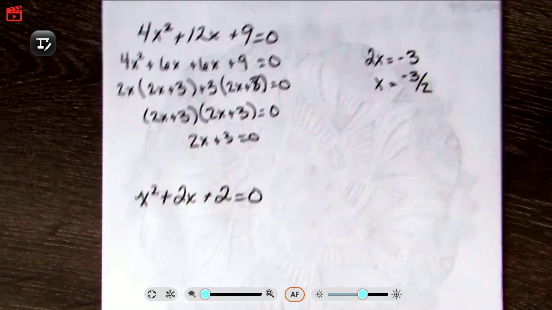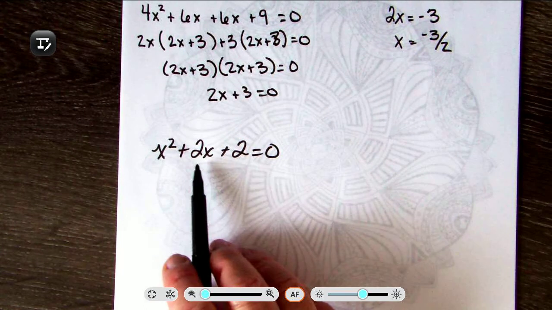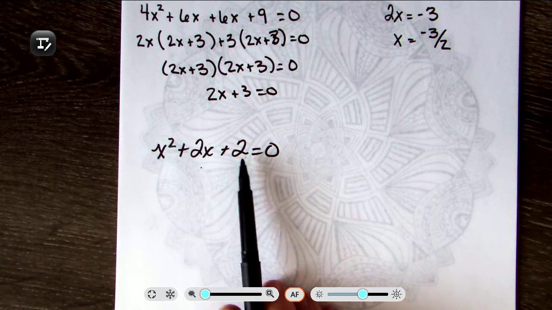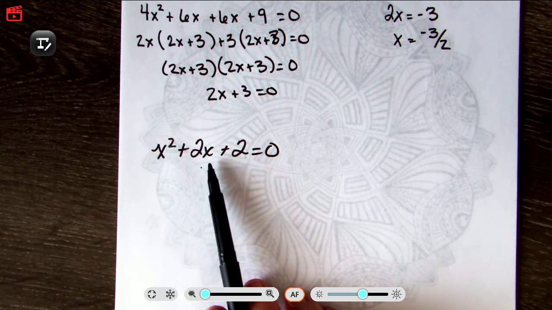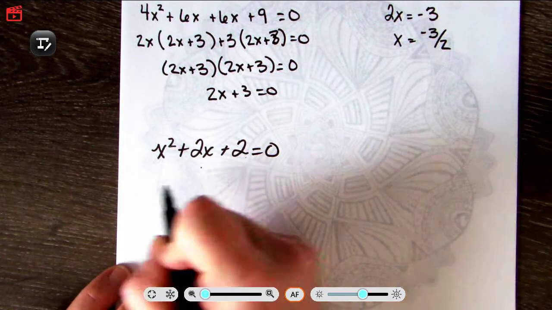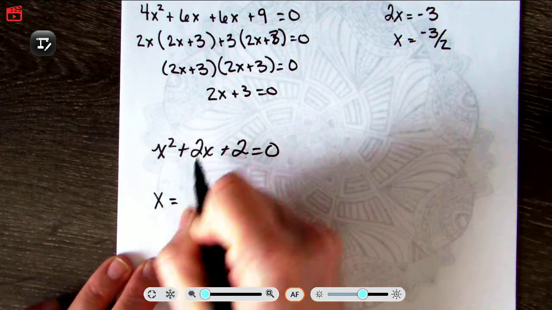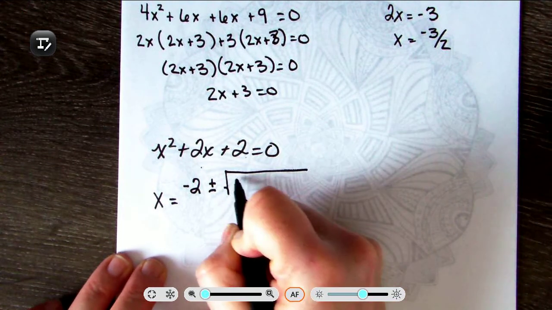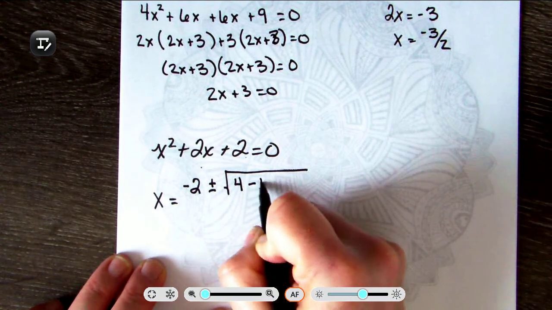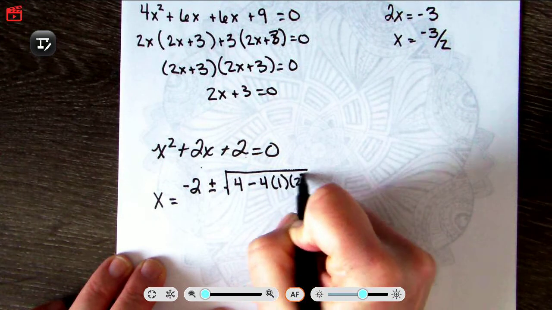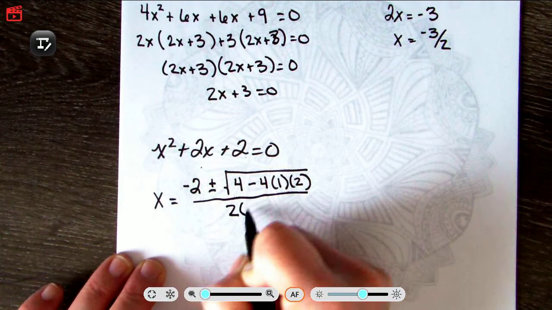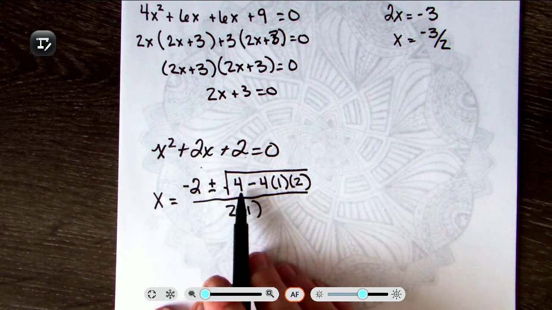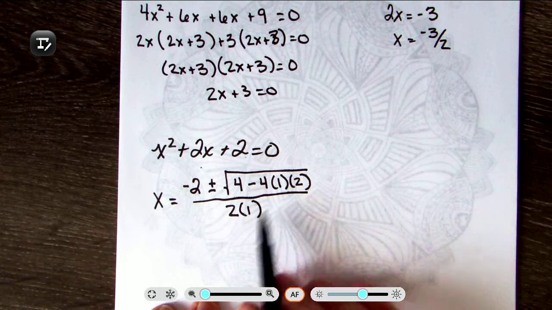All right, one last problem. X squared plus 2x plus 2. Two numbers that multiply together to give you 2 that add to give you 2. It does not work, so I will go to that quadratic formula. Negative b plus or minus the square root of b squared minus 4ac, all over 2a. So negative b, or opposite of b, plus or minus the square root of b squared minus 4ac, all over 2a.